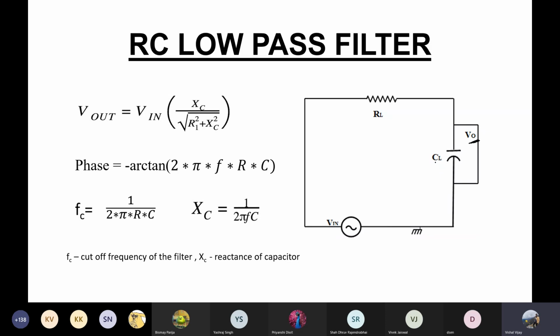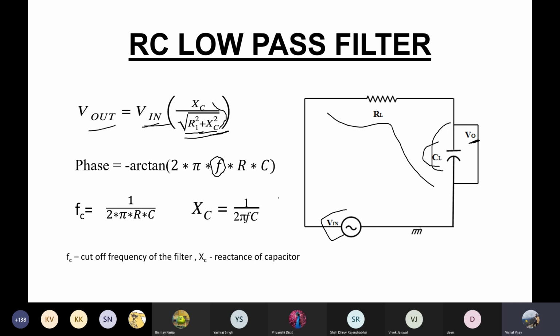So V out here, and XC is the reactance of the capacitor. When we apply a voltage divider, V out is equal to V in times the resistance across this divided by the resistance of the circuit. So V in into XC divided by the impedance of the circuit, and this is nothing but the square root of R square plus XC square, and XC is the reactance of this capacitance. And the phase is minus tan inverse of 2 pi FRC.